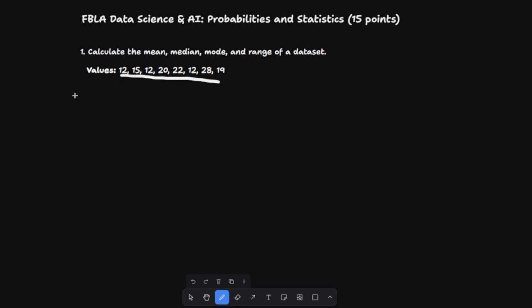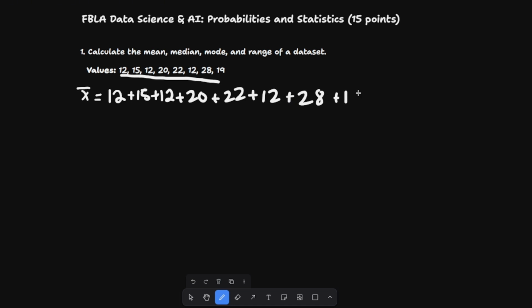So that means the mean, in statistics we refer to it as x bar, and we'd say 12 plus 15 plus 12 plus 20 plus 22 plus 12 plus 28 plus 19, and then let's count how many values are in it. 1, 2, 3, 4, 5, 6, 7, 8. So that's 8 values, and that would be the mean.